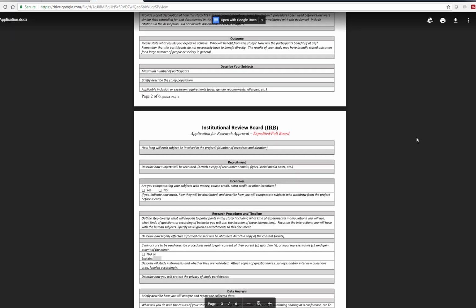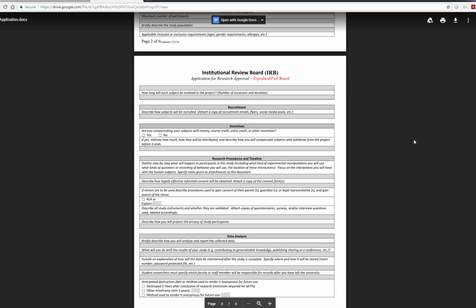After this is the subject sections. Here the researcher should be clear to provide the maximum number of participants who will participate in the project, as well as describe the study population. The researcher should be very clear about the inclusion or exclusion requirements. Inclusion or exclusion requirements are the factors that dictate whether or not a subject will be allowed to participate in the study. The researcher should also be clear about how long each subject will be involved in the study, including the number of occasions and the duration.